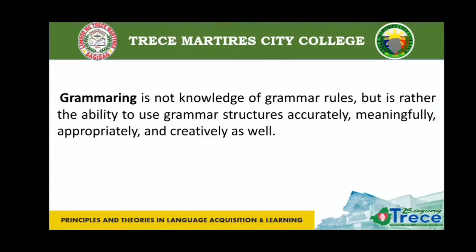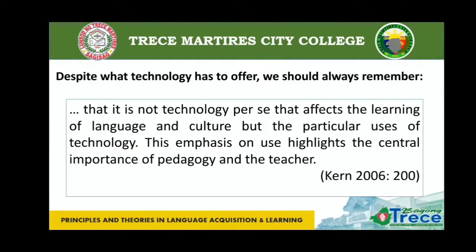Grammaring is not knowledge of grammar rules, but rather the ability to use grammar structures accurately, meaningfully, appropriately, and creatively as well. So, grammaring is not about the rules, it is about the ability on how you use it. According to Kern 2006, despite what technology has to offer, we should always remember that it is not technology per se that affects the learners of language and culture, but the particular uses of technology. This emphasis on use highlights the central importance of pedagogy and the teachers.